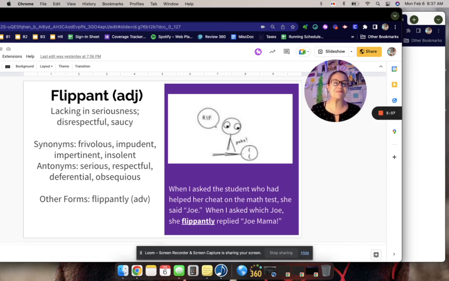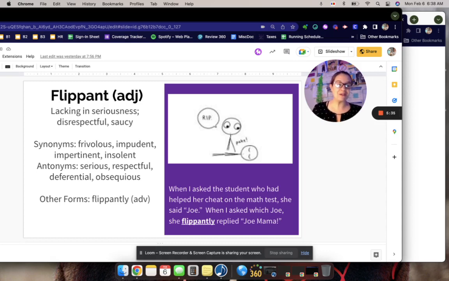All of these words suggest someone's being kind of rude and a little bit maybe jokey, but in a slightly inappropriate way. Your antonyms are serious, respectful, deferential, and obsequious, all very, very fun words. The adverb form, which is also really common, is flippantly. A lot of times you'll say, the way I've used it in my sentence, somebody says something flippantly, but a person can just be very flippant.